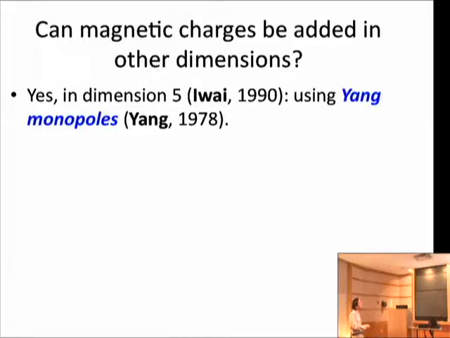And that was done in the 90s. In the original three dimensions, they use a Dirac monopole. But in this 5 dimension, they use something called a Yang monopole. This Yang is the famous C.N. Yang, who was a faculty member here before. Okay. In 1978, he generalized Dirac's work to the five-dimensional case.